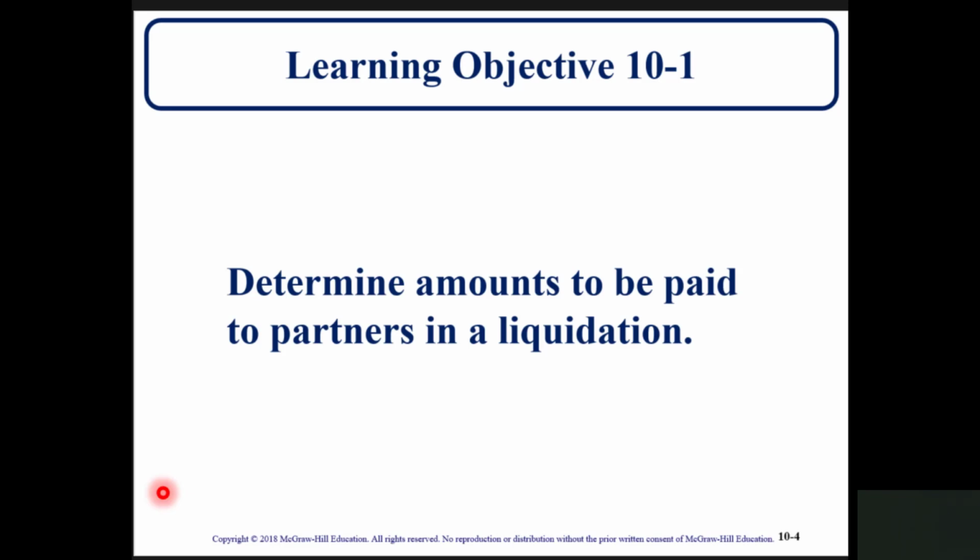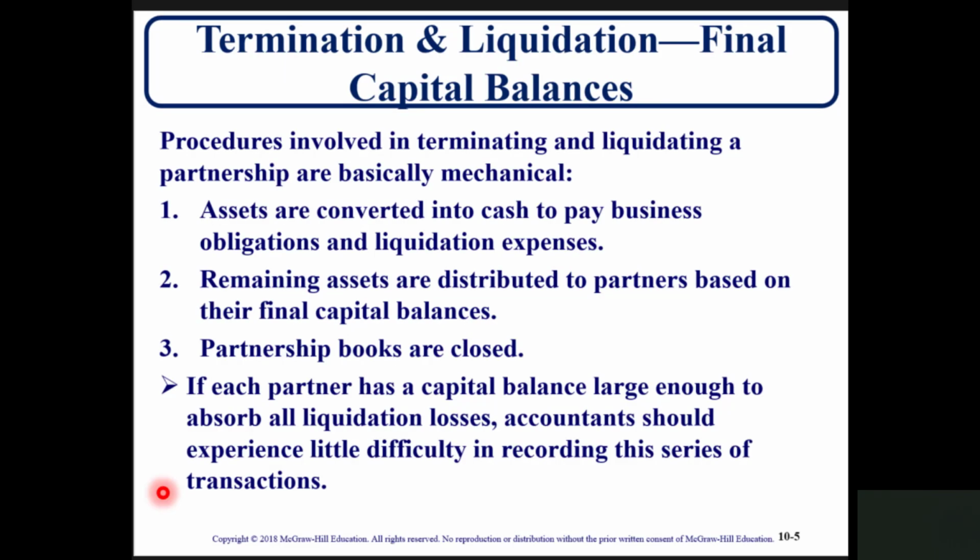So learning objective 1: determine amounts to be paid to partners in a liquidation. Final capital balances. Procedures involved in terminating and liquidating a partnership are basically mechanical. Assets are converted into cash to pay business obligations and liquidation expenses. Remaining assets are distributed to partners based on their final capital balances, and partnership books are closed.